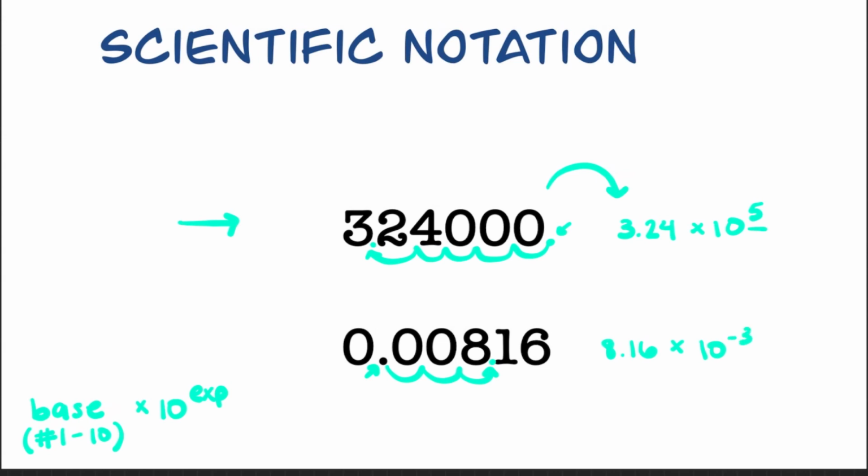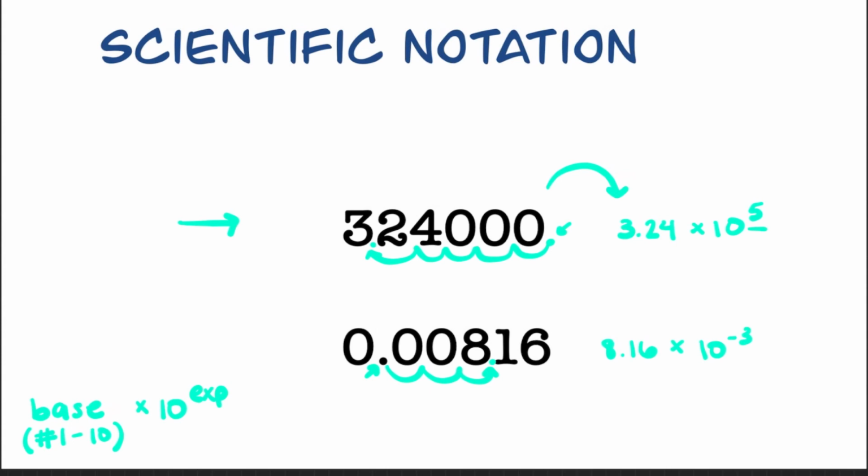Also, we want to make sure we keep the same number of significant digits in the original number and the number after scientific notation. So to find the number of sig figs of a number that's written in scientific notation, you only look at the base and you ignore the 10 and the exponent.